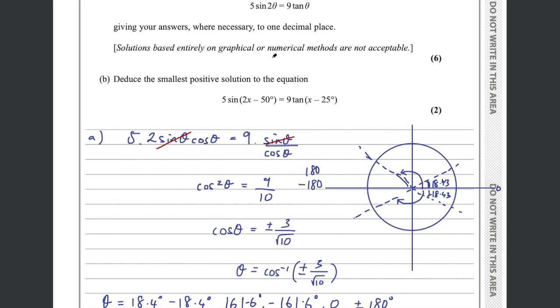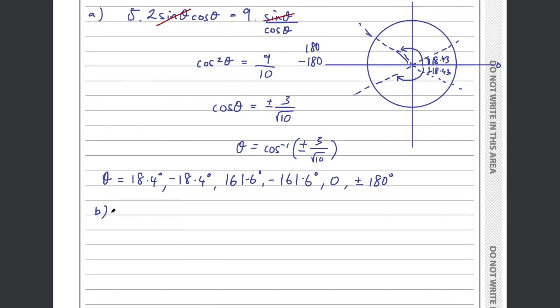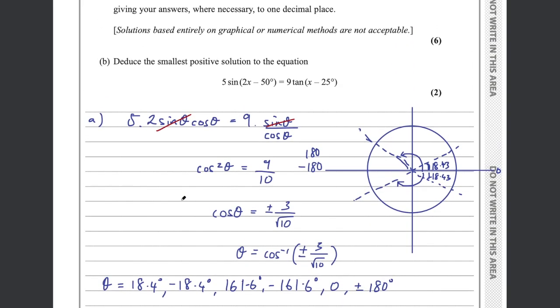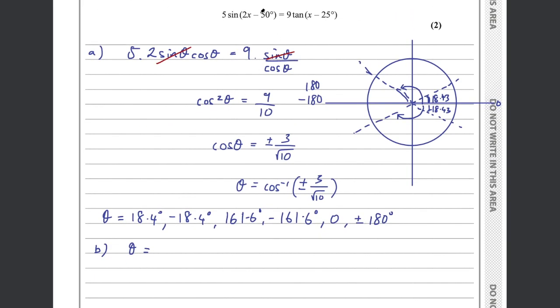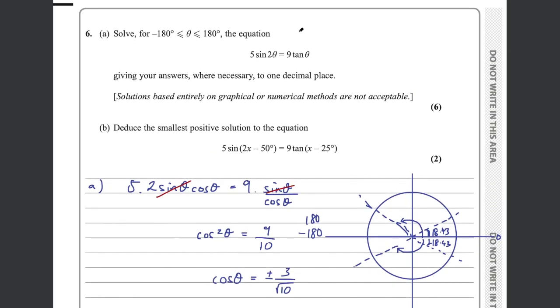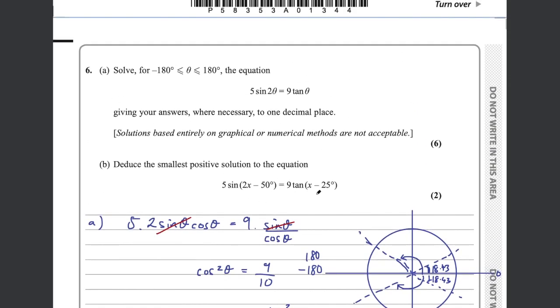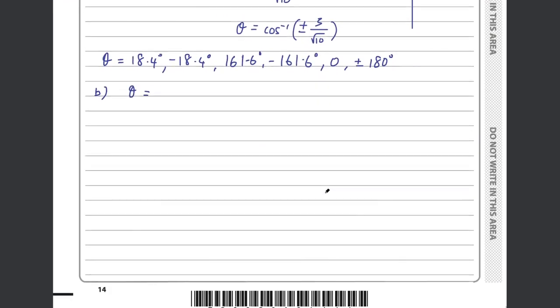Okay, so for this one, we have the solutions to this equation, and we need to set them equal to 2x take 50 and see what would give us the smallest positive solution for x. So we can say theta equals 2x take 50, theta equals x take 25. So 2 theta equals 2x take 50. Theta equals x take 25.